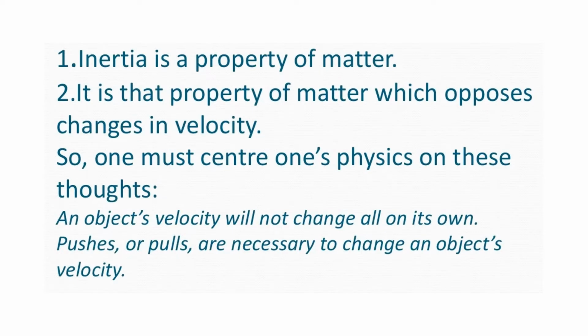Now, as we are dealing with the inertial frame of reference, inertia is a property of matter that we have studied many times in previous classes as well. It is the property of matter which opposes the change in velocity. So the inertial frame of reference is associated with the property of matter that opposes the change in velocity. So one must center one's physics on this thought, that an object's velocity will not change on its own. Pushes or pulls are necessary to change the object's velocity. It means that there must be some kind of push or pull for the velocity to get changed. So the inertial frame of reference is associated with it.